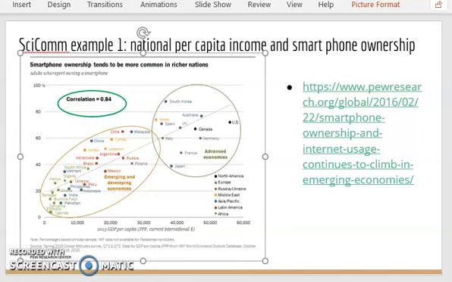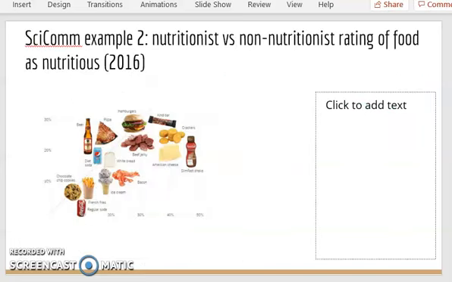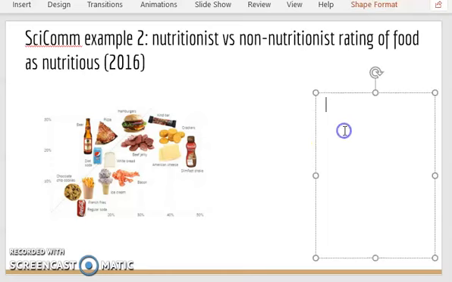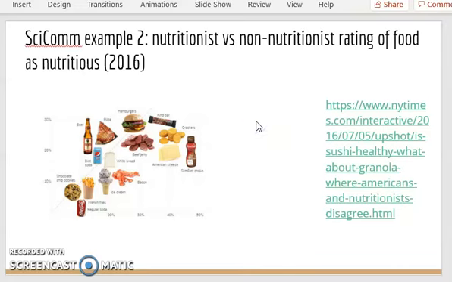All right, so example 2. It is coming from another article with Time magazine. I should have put that link in there. There you go. It looks at understanding what people who are not nutritionists think is healthy food and what people who are nutritionists think of healthy food. Time did a survey with a bunch of nutritionists and non-nutritionists and asked them, do you consider this a healthy food or not? They bunched everyday folk in one group and nutritionists in another group, and so those are your two variables. And then they group them together.